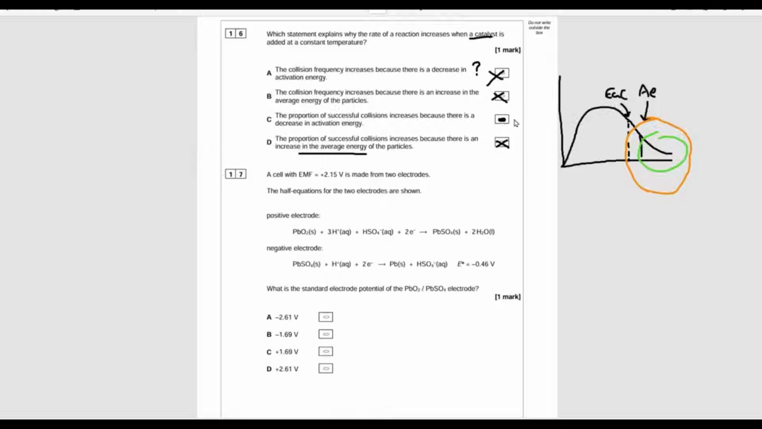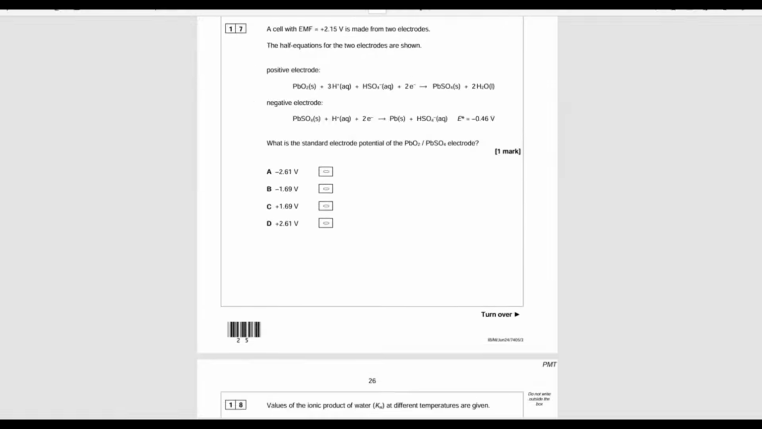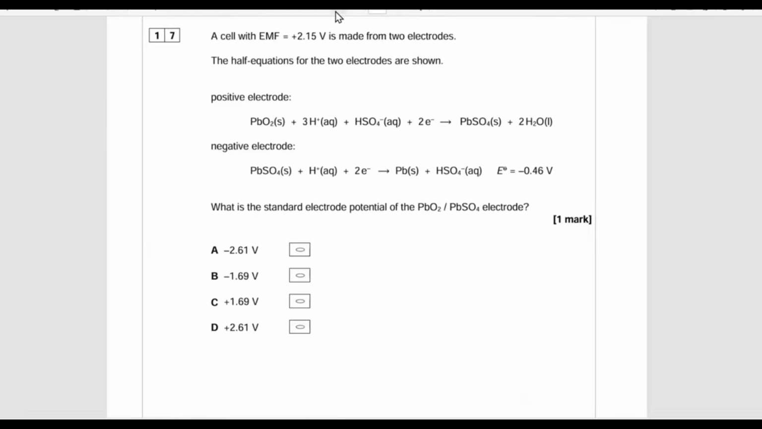Now we're going to go on to a slightly more advanced multiple choice question, number 17 here. Just going to zoom in on this. A cell with an EMF of plus 2.15 volts is made from two electrodes. The half equations for the two electrodes are shown. We've got the positive electrode. What do we call a positive electrode? Anyway, so an EMF of 2.15 made of two electrodes. We've got a positive electrode and a negative electrode.